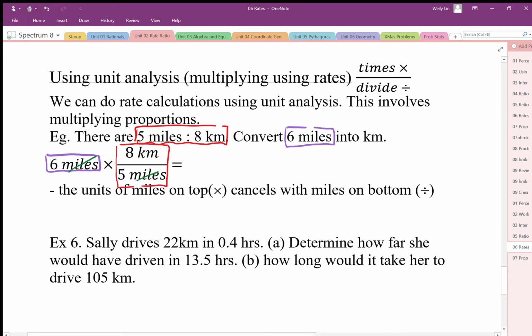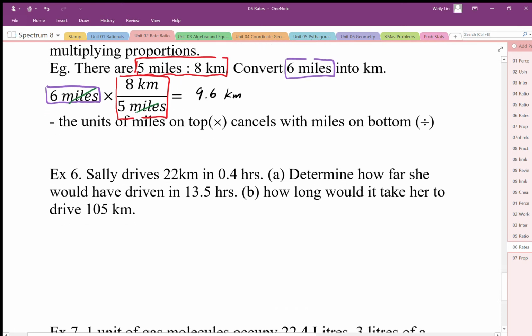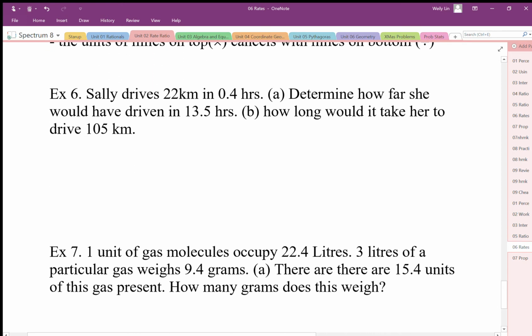So I get 6 times 8 times on top, divide by 5. So 48 divided by 5 gives me 9.6 kilometers. So 6 miles is equivalent to 9.6 kilometers. The times on top cancels with the divide on bottom. That's really important that we set it up in that way. So we can do these problems using this strategy.